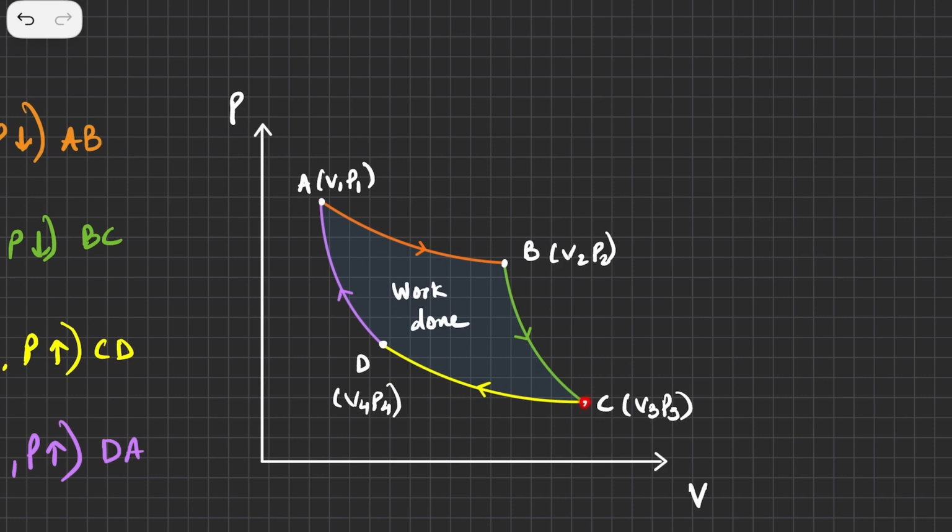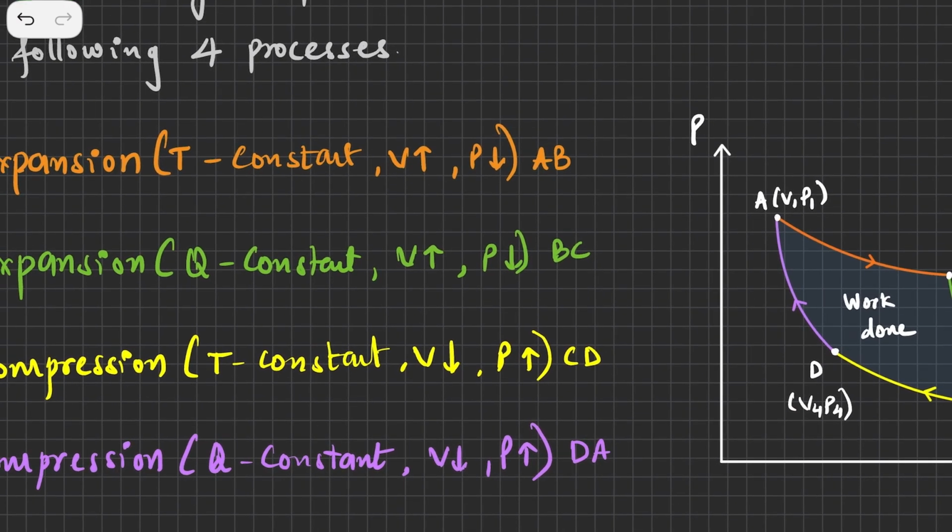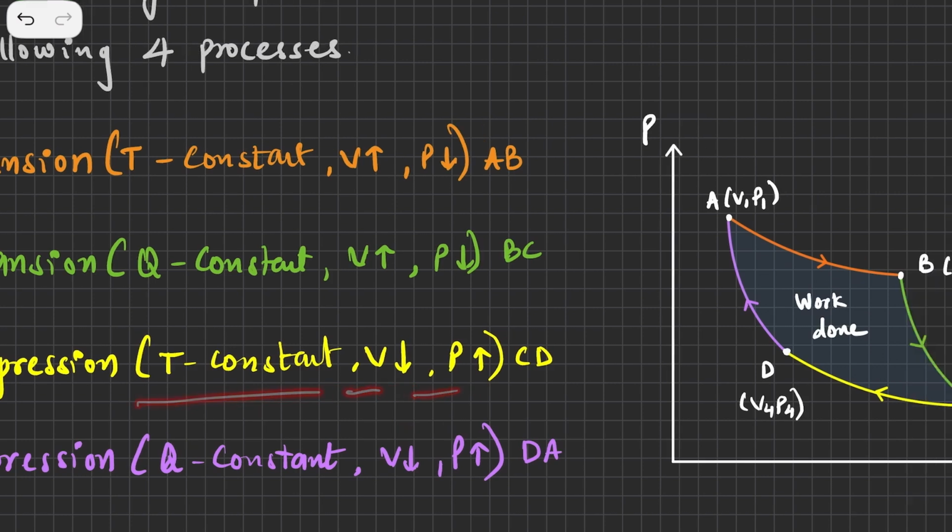Then the process goes from C to D, which is an isothermal process. The initial volume was this and the final volume was this; whatever is on the right hand side is greater and whatever is on the left hand side is smaller. So the volume is decreasing. As the volume is decreasing, this is a compression process. Because this is an isothermal compression, the temperature is going to remain constant, and as the volume decreases, the pressure increases. So that's what I have mentioned here: temperature constant, volume decrease, pressure increase.